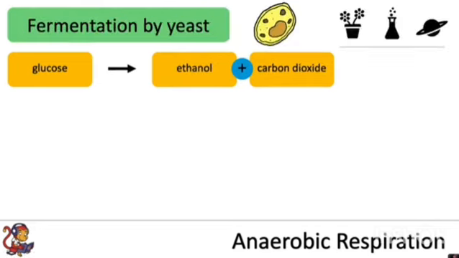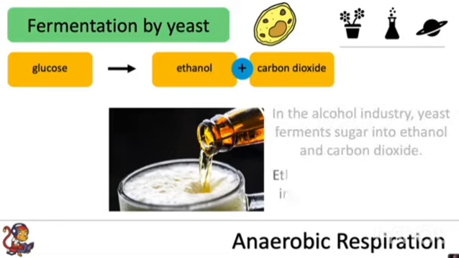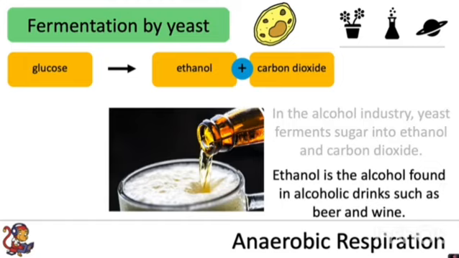Fermentation by yeast can be very useful when yeast break down glucose into ethanol and carbon dioxide. In the alcohol industry, yeast ferments sugar into ethanol and carbon dioxide. Ethanol is the alcohol found in alcoholic drinks such as beer and wine. So this product here is particularly useful in the alcohol industry.